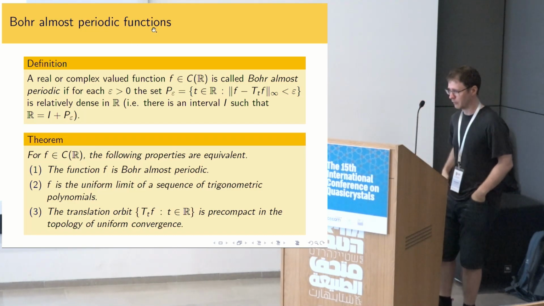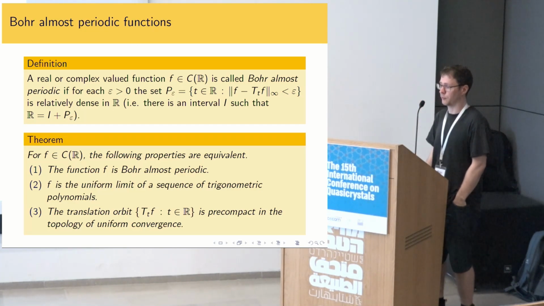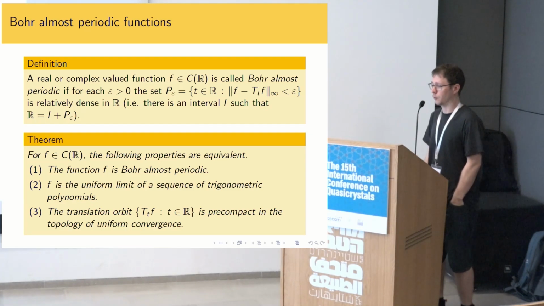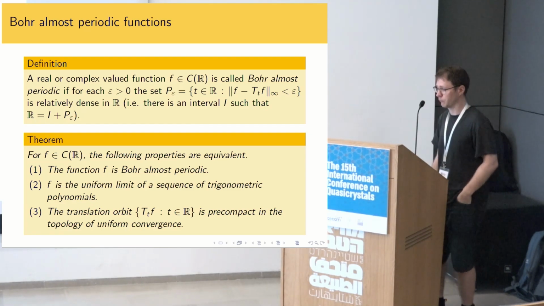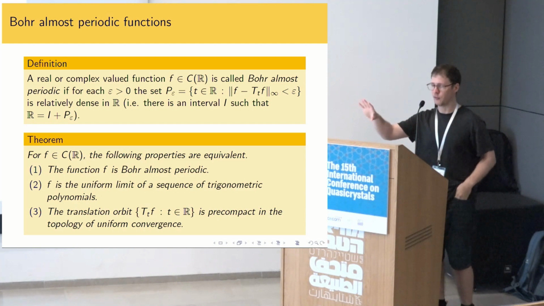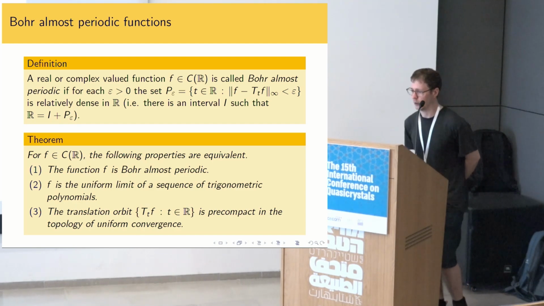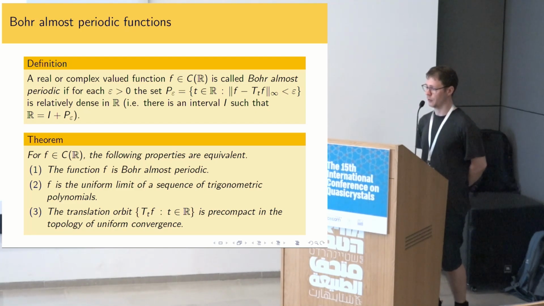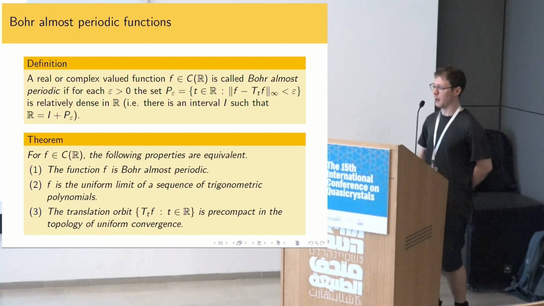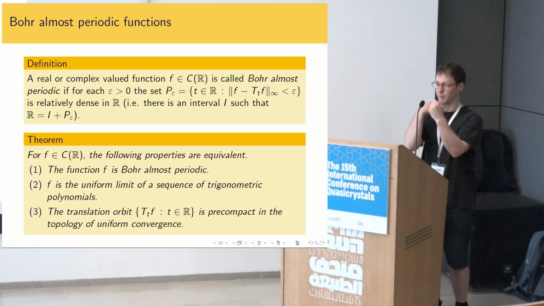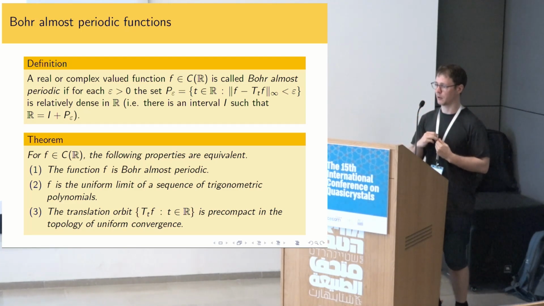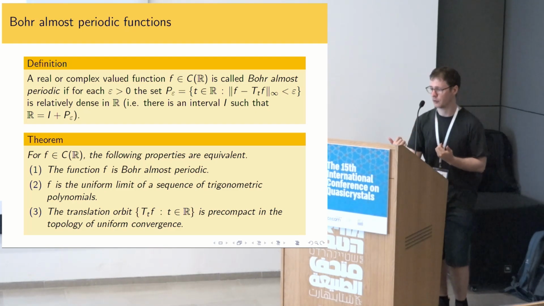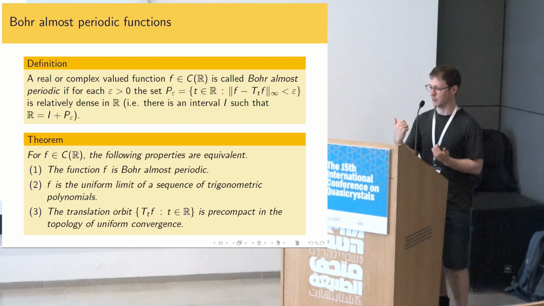He said, okay, let's take a real or complex continuous function f, and it is called Bohr almost periodic if, first I'll state the definition, then I'll explain what happens. If for every positive epsilon, the set P epsilon, which is the set of all t such that the norm of f minus the shifted function f of x plus t in the supremum norm is less than epsilon, is relatively dense in R, which means that there's an interval I such that R is I plus P epsilon.